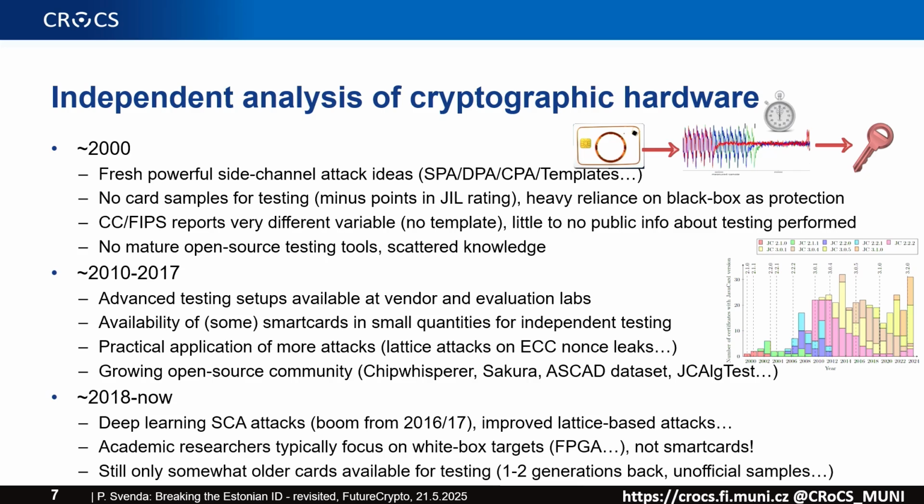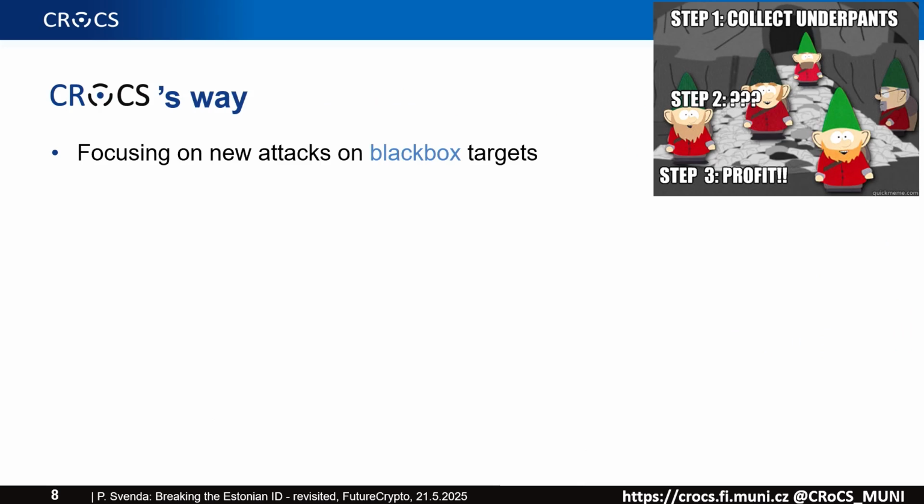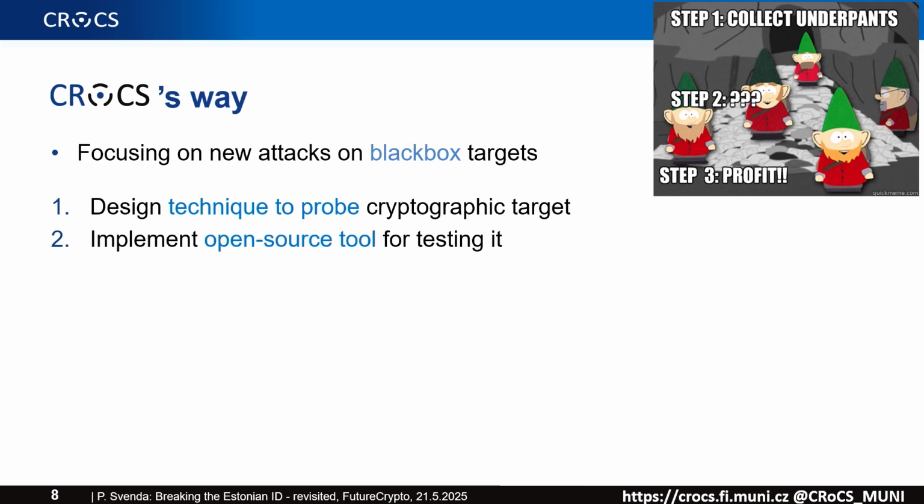And we are still stuck with having cards that are 2 generations back from the state-of-the-art ones. So in our laboratory, how we study these devices, we figured out that what works for us is the following. We work with black box targets. We first design a technique to probe that target. It can be looking at a particular part of an RSA key or a particular part of the nonce in an ECDSA signature. We implement the open source tool, and then we run it.